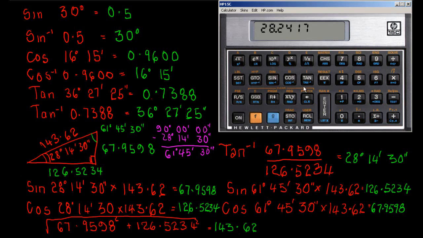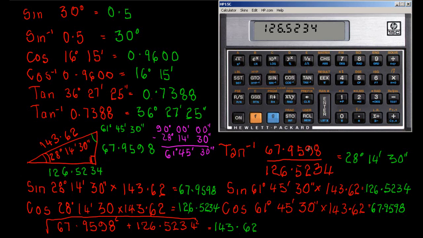2 hours cosine, and that'll be times, and that'll give us 126.5234. Alright, so let's just do an xy here. No good there. So 126.5234, and that's what we get there. So that's that side there, and our answer's there.